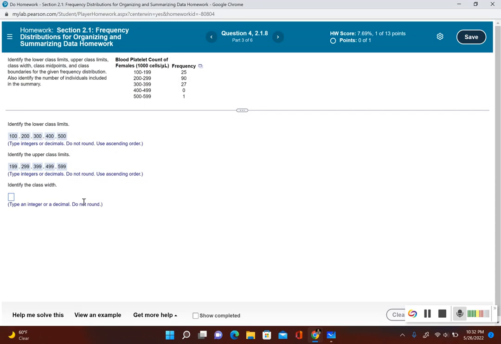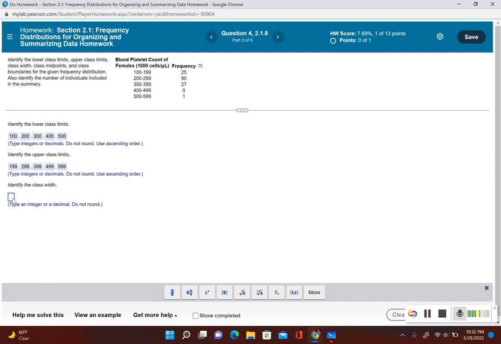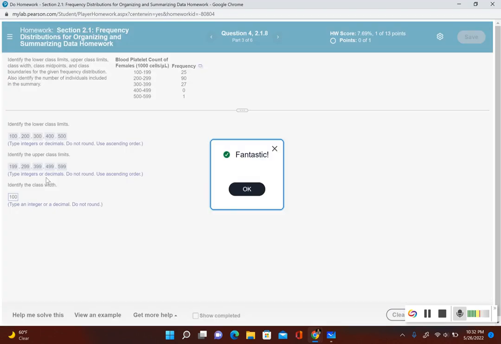Now it's asking us to find the class width. To find the class width, you're going to take the second lower class, which is 200, and you're going to subtract the first lower class, which is 100. So 200 minus 100, that gives us a class width of 100.